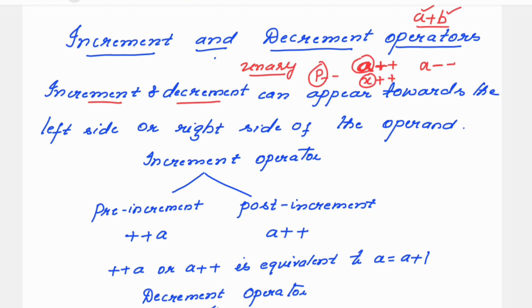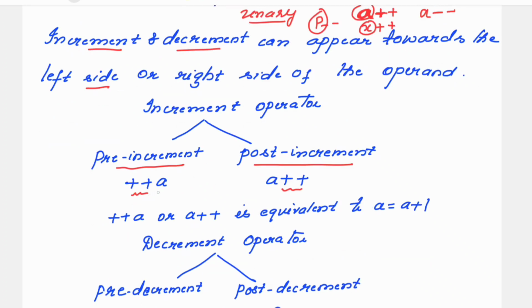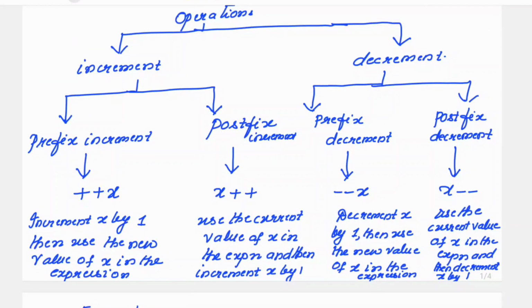Now these increment and decrement operators can appear towards the left side or right side of the operand. So here it is appearing towards the left side of the operand and here it is appearing towards the right side of the operand. This one complete diagram is sufficient for you to understand the complete meaning of the post-increment, post-decrement, pre-decrement and pre-increment operators. So very easily you can remember.